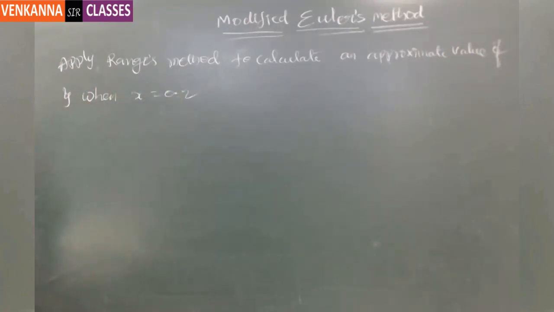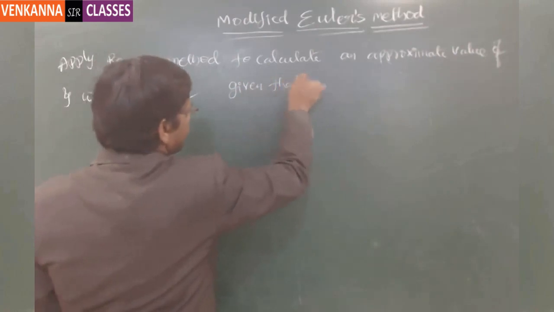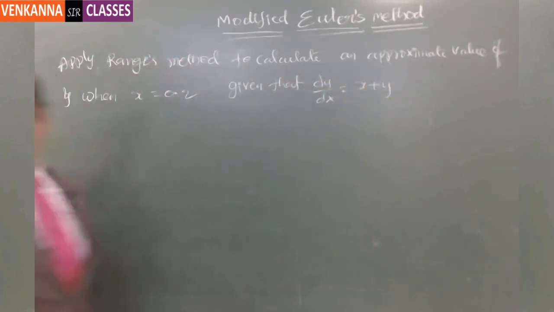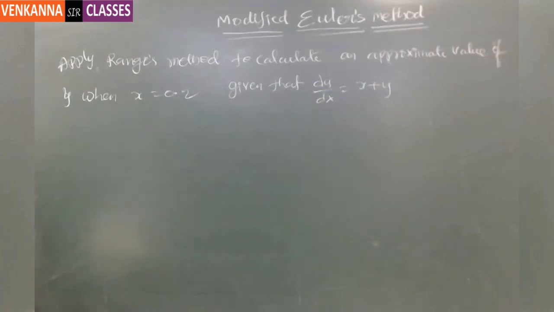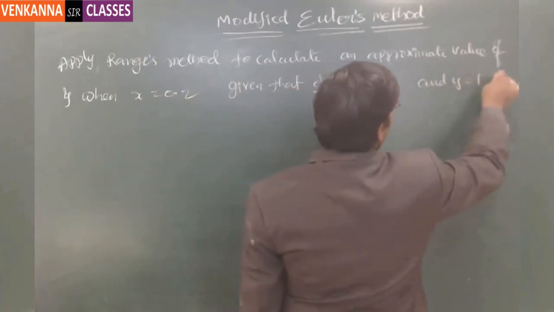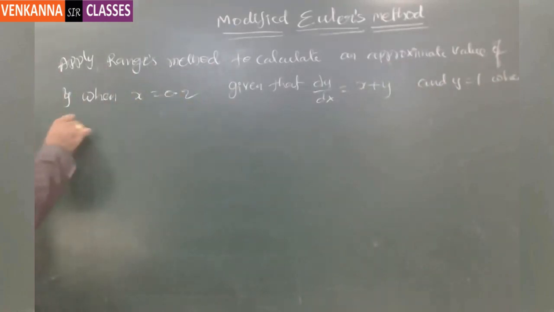Find y when x equals 0.2, given that dy by dx is equal to x plus y, and y equals 1 when x equals 0. So we need to remember the formula.